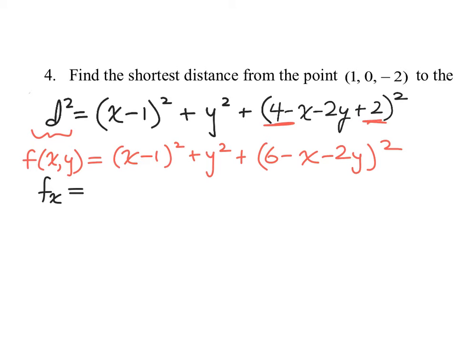First order partial with respect to x. So little chain rule for the x term, but not crazy chain rule. It's just 2 times x minus 1 times the derivative on the inside, which is just a 1, so irrelevant. Then plus y squared, that differentiates down to 0, plus a little bit more chain rule, but not crazy chain rule, because again, we're just taking the derivative on the inside with respect to x. So the 6 and the negative 2y are irrelevant. We just have a negative 1.